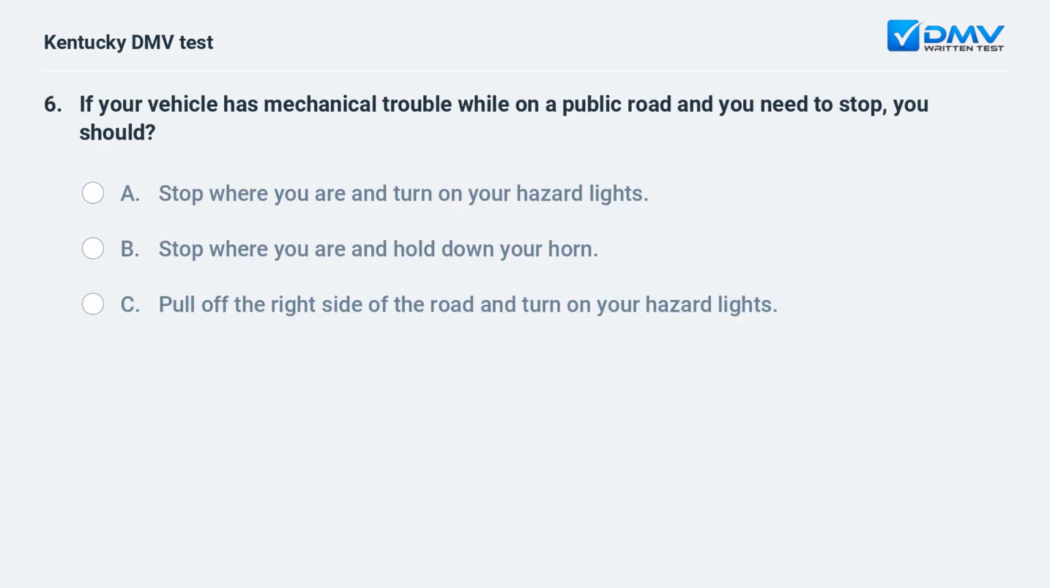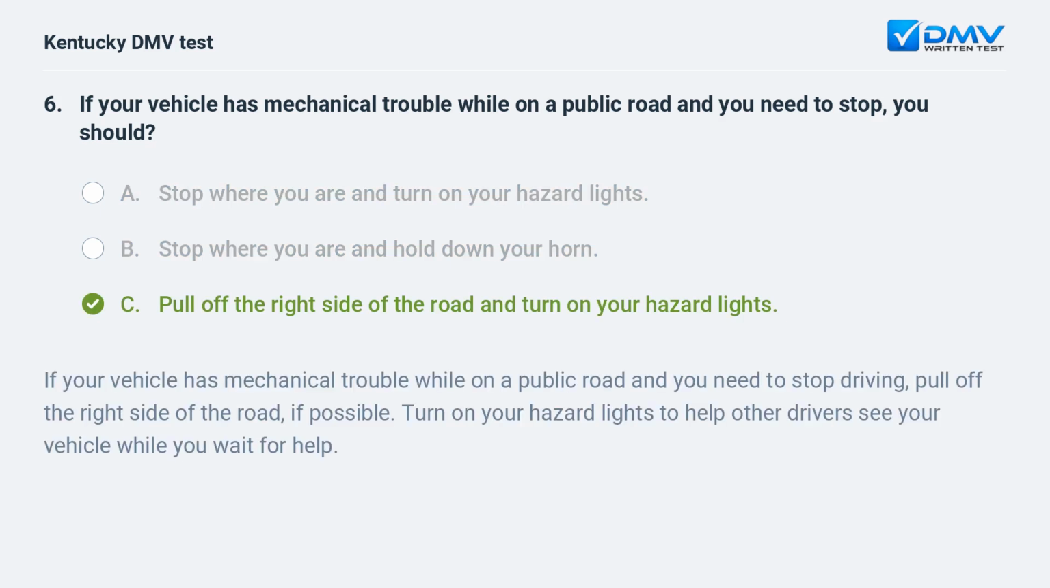If your vehicle has mechanical trouble while on a public road and you need to stop, you should A. Stop where you are and turn on your hazard lights. B. Stop where you are and hold down your horn. C. Pull off the right side of the road and turn on your hazard lights.